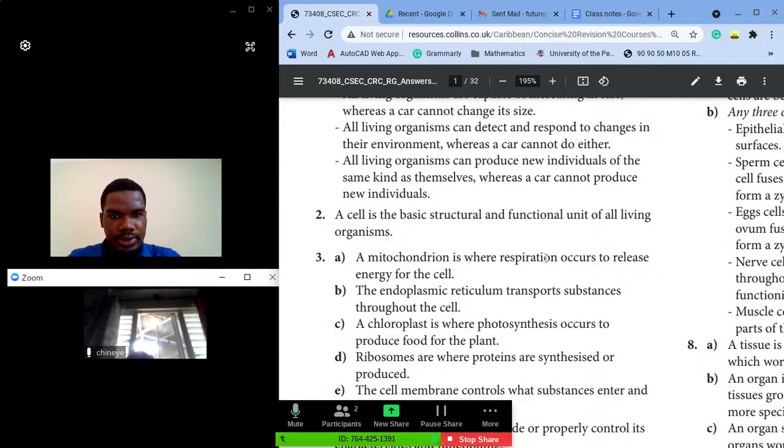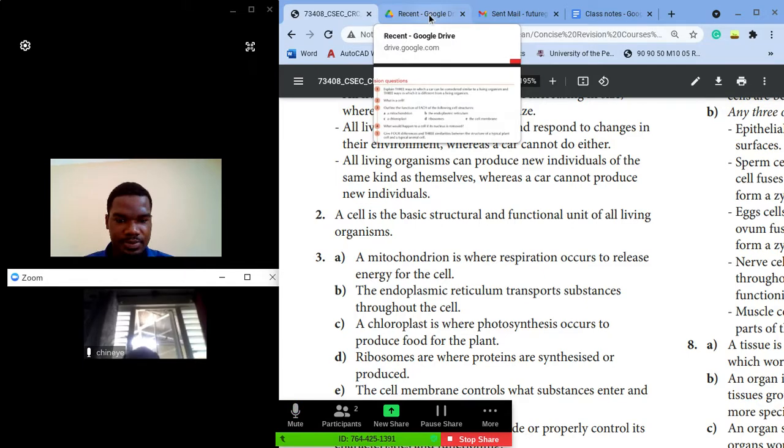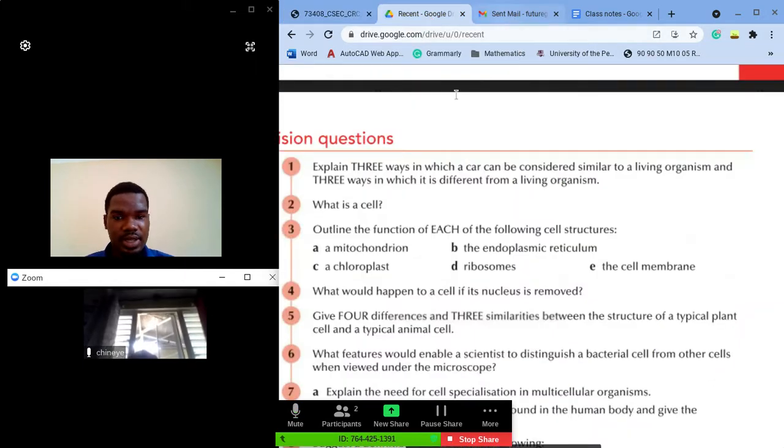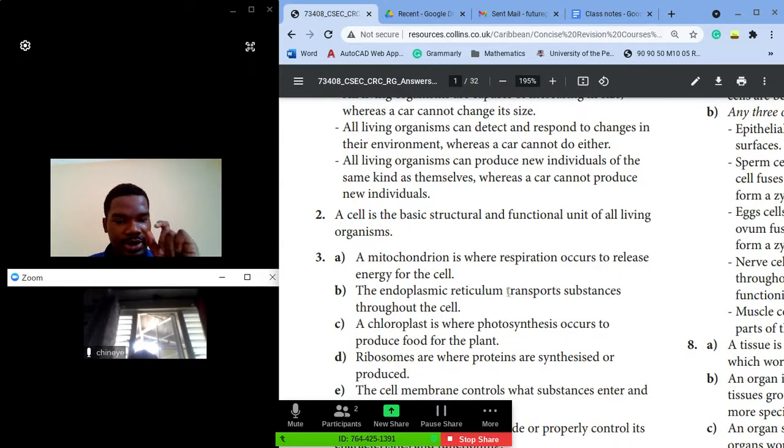All right? The endoplasmic reticulum, this is a fancy term. It is basically the part of the cell that transports substances.